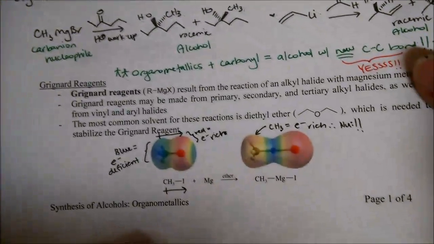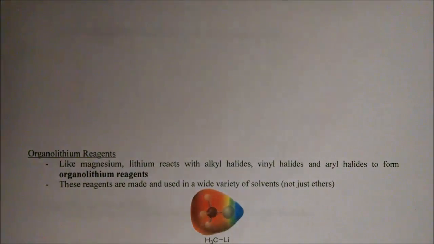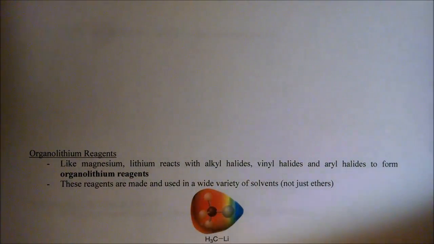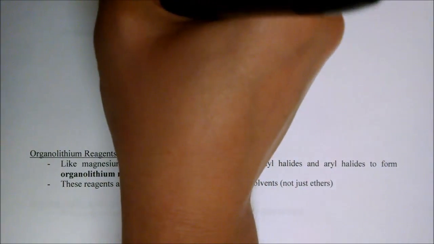So how do we make these reagents? Again, we just throw in magnesium. Let's go over the mechanism for how they're actually made, and then I think we'll have to call it a day. All right, so how do we make our Grignard?